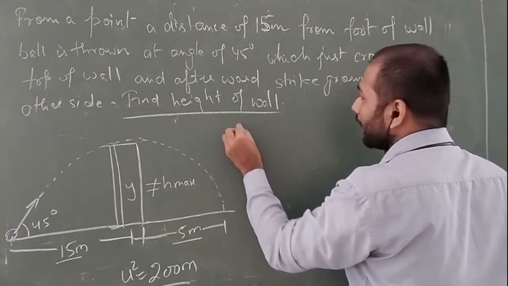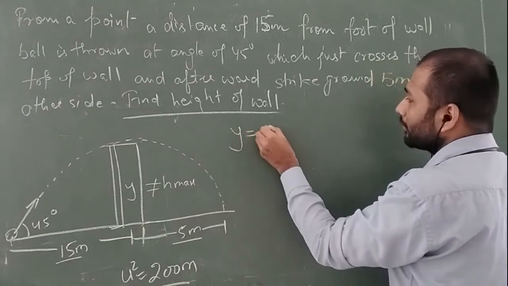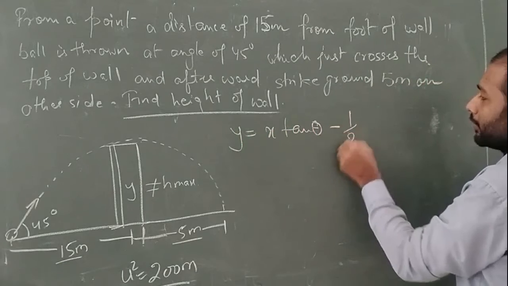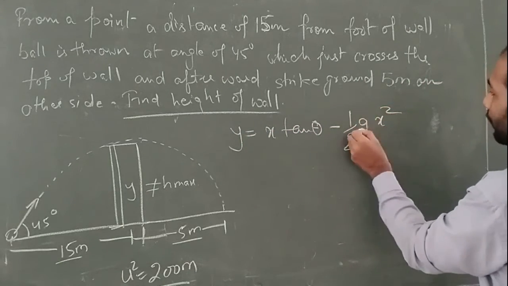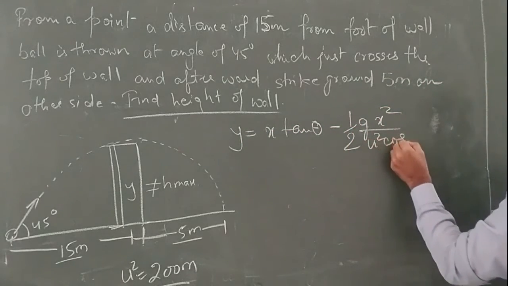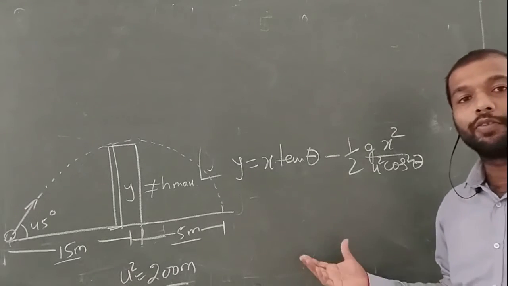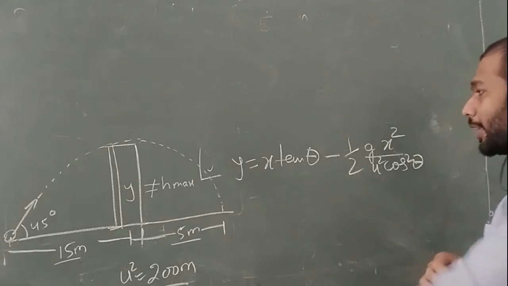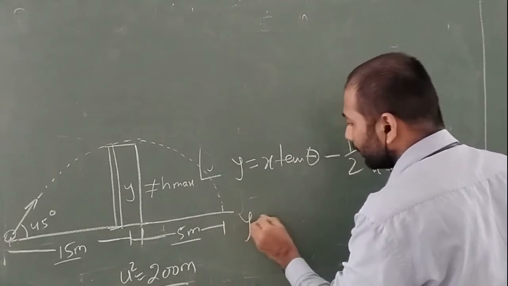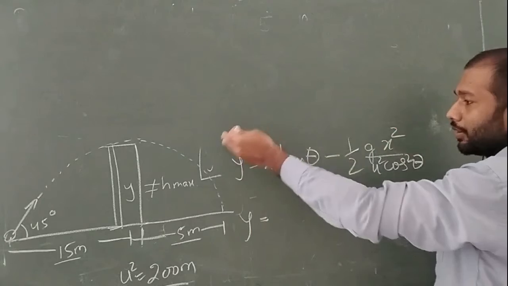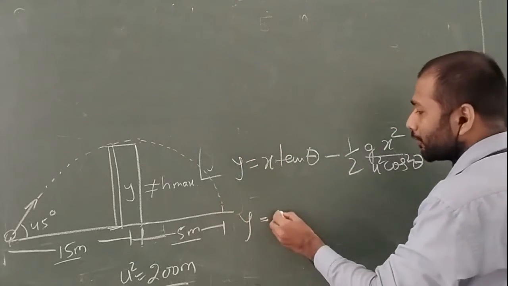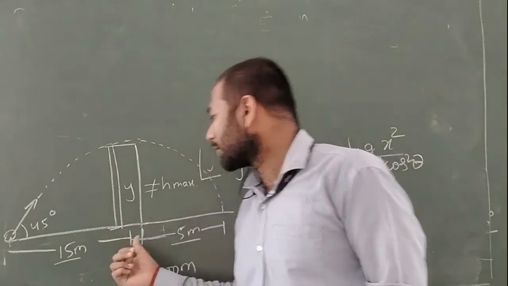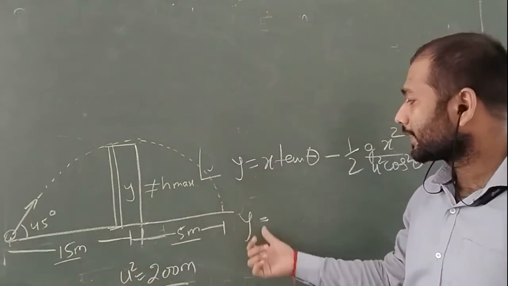So we can write here, y is equal to x tan theta minus half g x square upon u square cos square theta. Okay students, so this was our equation of trajectory that we have derived. Now let's put the values one by one. This is y that we have to find, that is the vertical height of the ball. X is 15 meter, because the ball has covered 15 meter horizontally, and the vertical height is taken as the y.